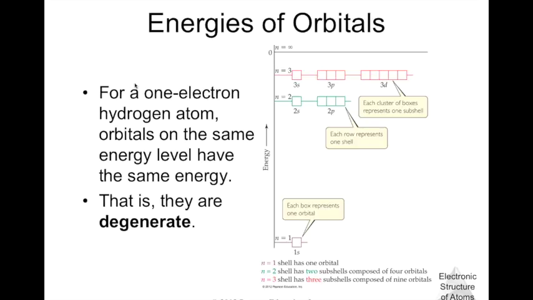And as far as the energy levels go, for a 1 electron hydrogen atom, orbitals on the same energy level all have the same energy. That is, they're degenerate. So anything that has the same level of energy is degenerate. Just to orient ourselves to these shapes, each of these boxes represents 1 orbital. Each row is a shell. So we've got n equals 1, n equals 2, that's another shell, n equals 3 is the next shell, and then each cluster of boxes is a subshell. So s, p, and d.